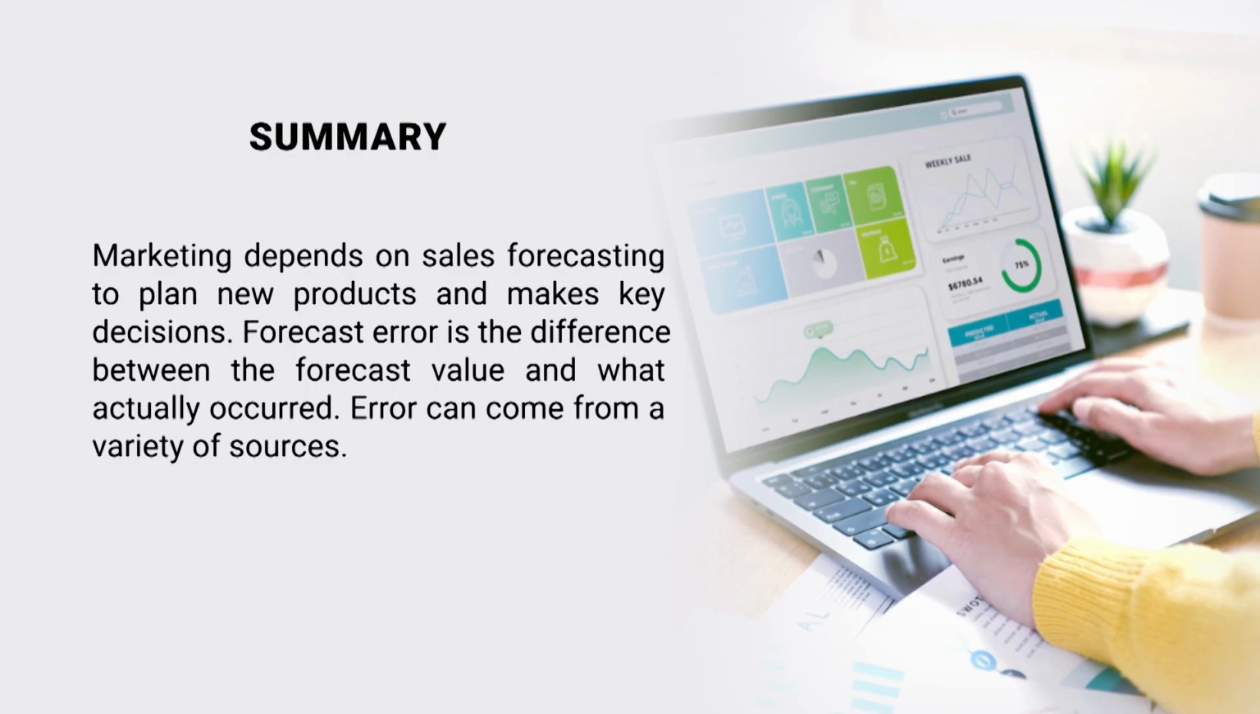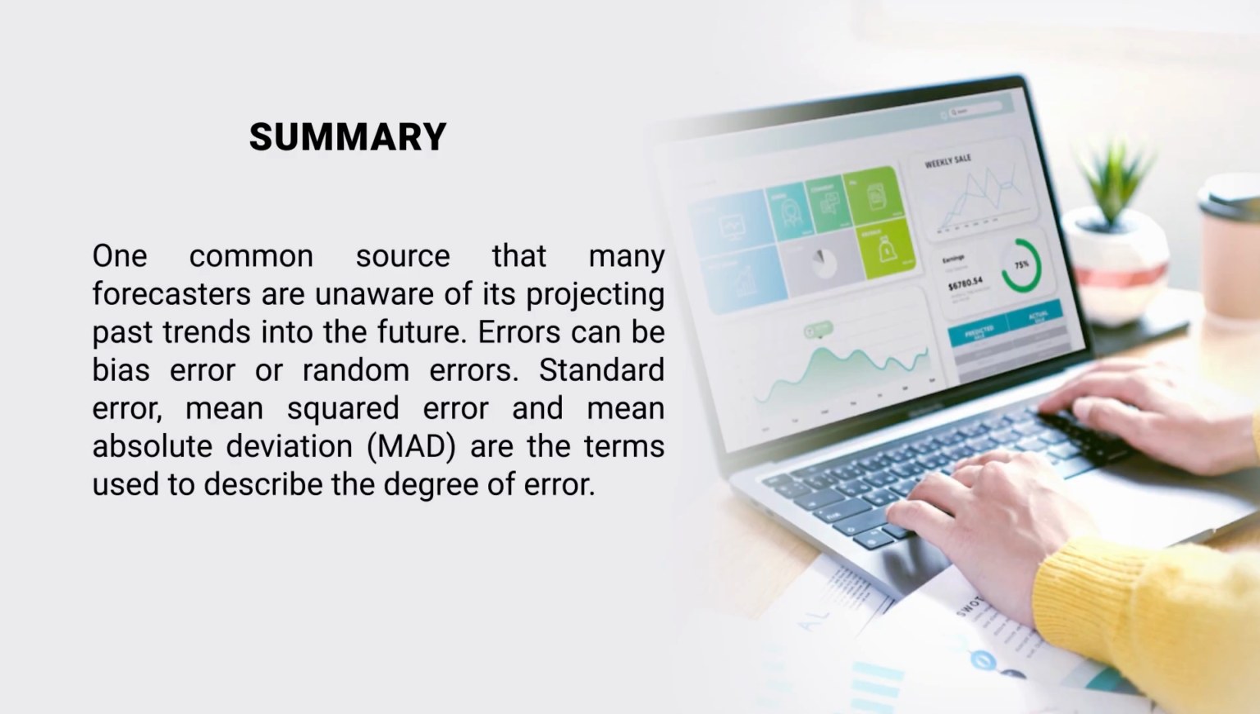Marketing makes key decisions using forecasts. Forecast error is the difference between the forecast value and what actually occurred. Error can come from a variety of sources. One common source is being unaware of how past trends project into the future. Errors can be bias errors and random errors. Standard error, mean squared error and mean absolute deviation are the terms used to describe the degree of error.